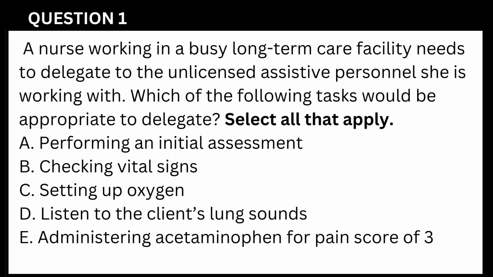What are the tasks they can do? Remember, I said the things they can do include ambulating, turning, bathing, toileting, oral care, vital signs, input and output chart. Now, which of these can be delegated? Option one, perform an initial assessment. Number two, check vital signs. Number three, C, setting up oxygen.